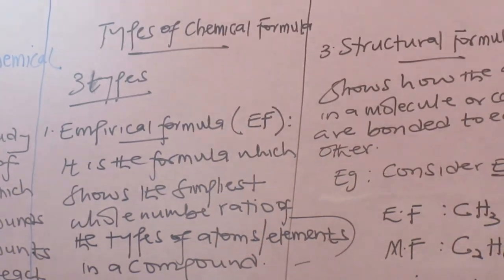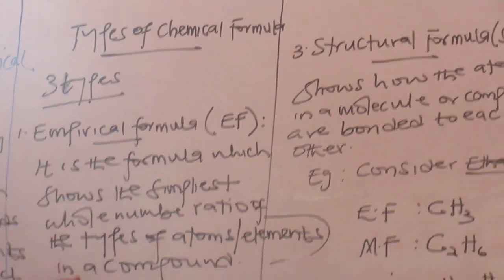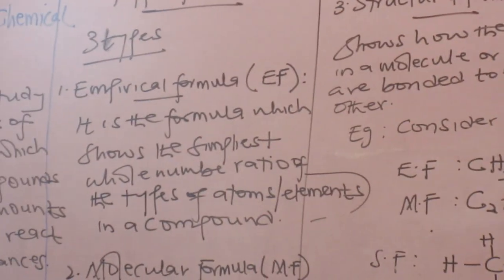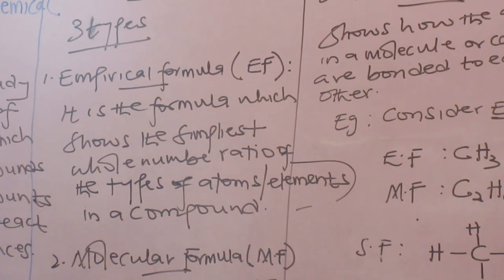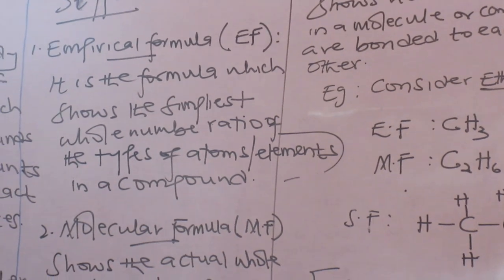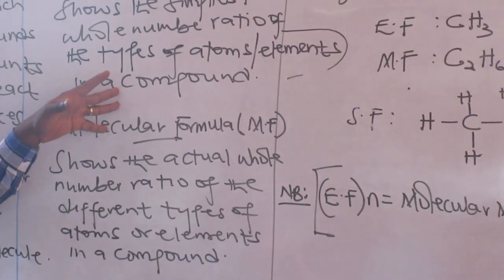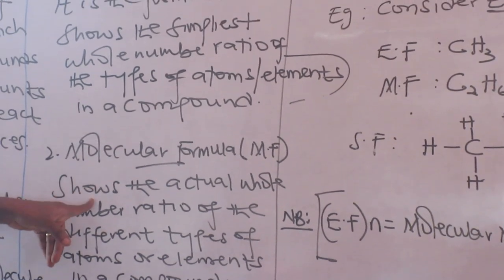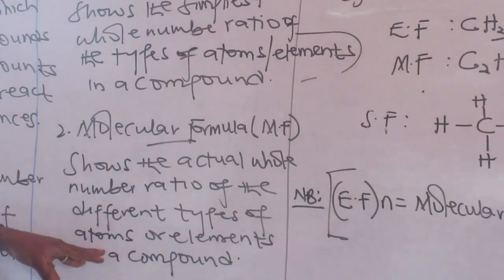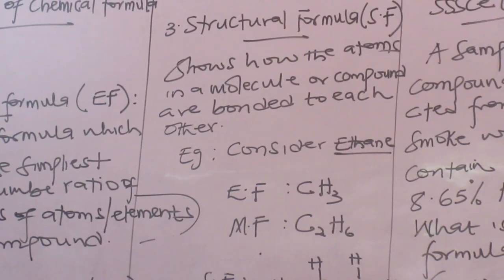Types of chemical formula. We have the empirical formula, the molecular formula, and the structural formula. What is the empirical formula? It is a formula which shows the simplest whole number ratio of the types of atoms or elements in a compound. The molecular formula shows the actual whole number ratio. And the structural formula shows how the structure of the whole compound is.